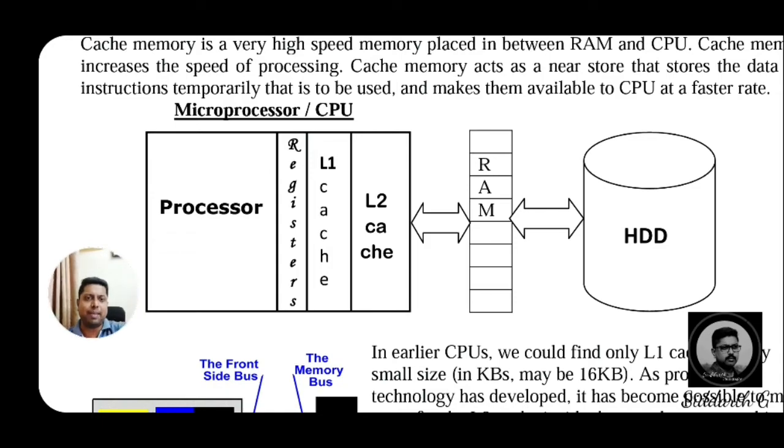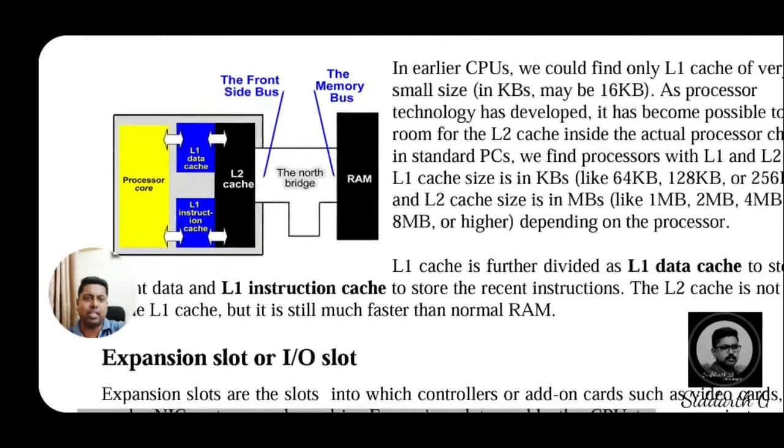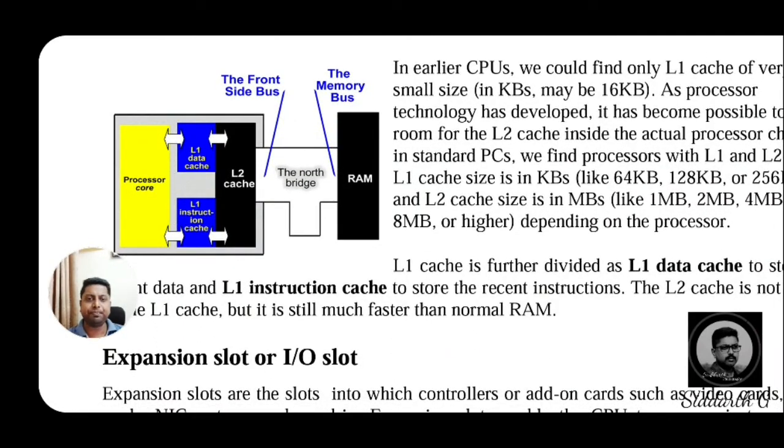If you closely observe how this L1 and L2 cache work, see this diagram. The processor is linked with the L1 cache, and the L1 cache is linked with L2. Then there is one north bridge between the RAM and L2, connected by the front side bus and the memory bus. This is a technical representation of cache memory.